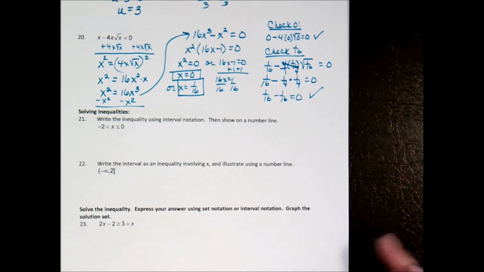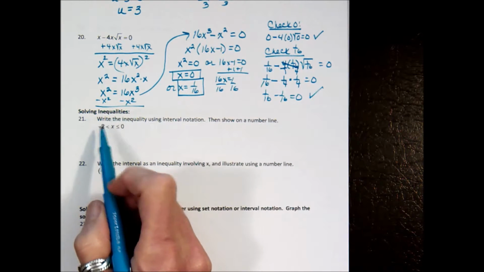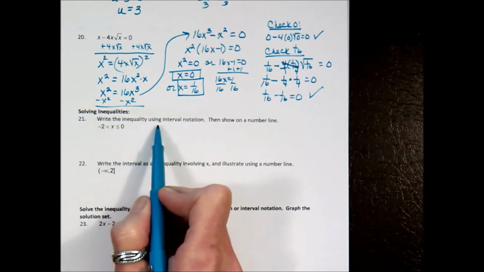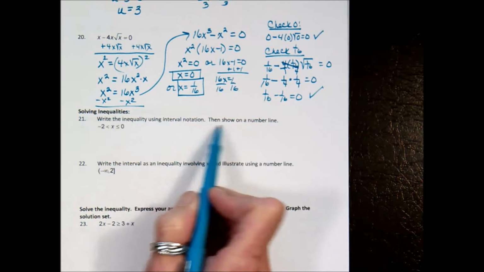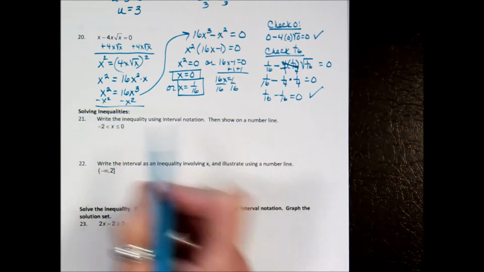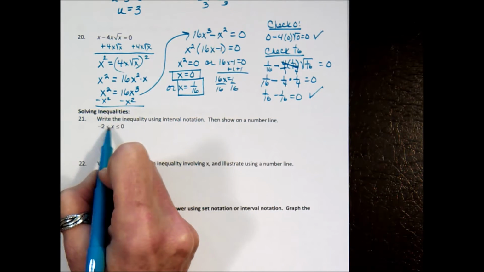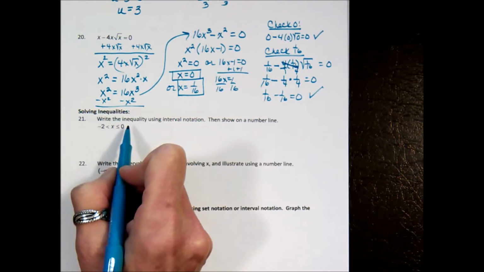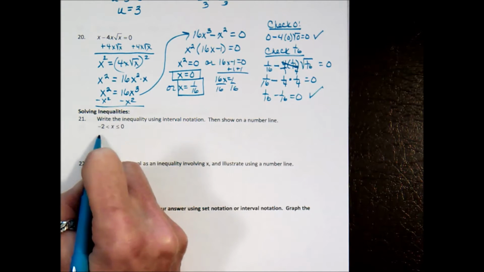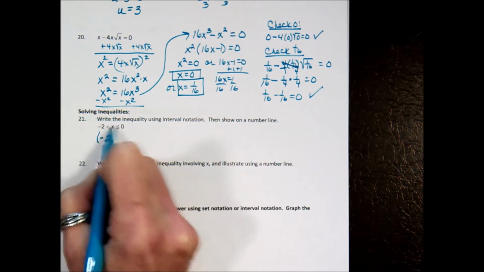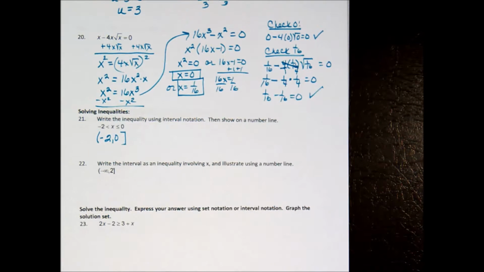All right, let's go to inequalities. It says write the inequality using interval notation and then show it on a number line. And here it's showing me that x is between -2 and 0. It does not include the -2, but it does include the 0. So there it is in interval notation.